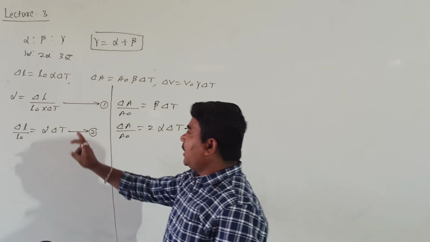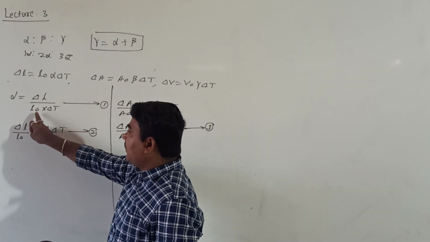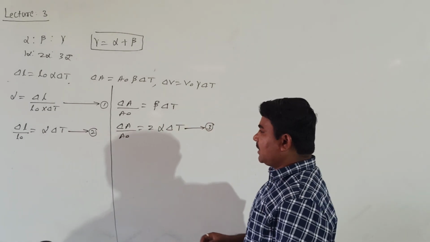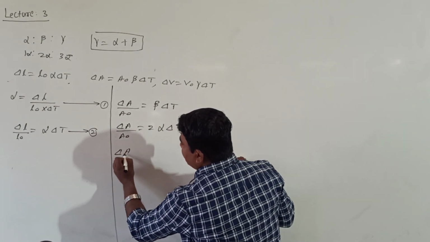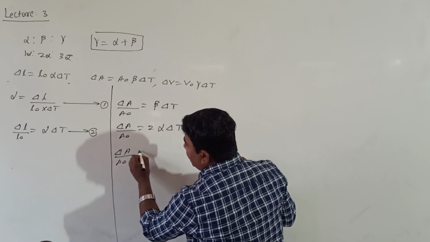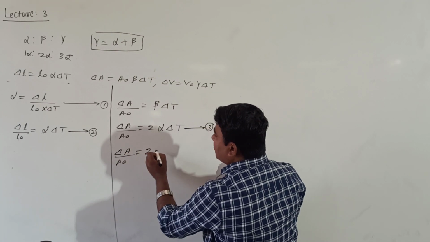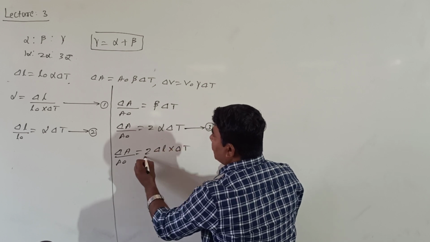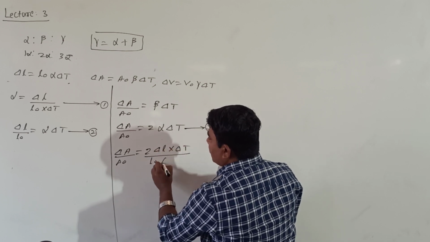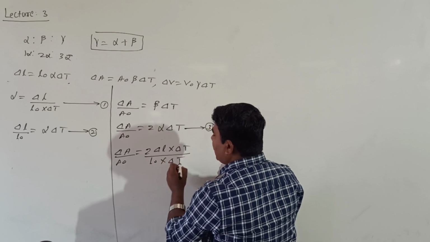Now look at equation 1. Alpha equal to del L divided by L0 into delta T. Then how can we represent fractional change in area? Del A divided by A0 equal to 2 alpha. What is alpha? Del L into delta T whole divided by L0 into delta T.